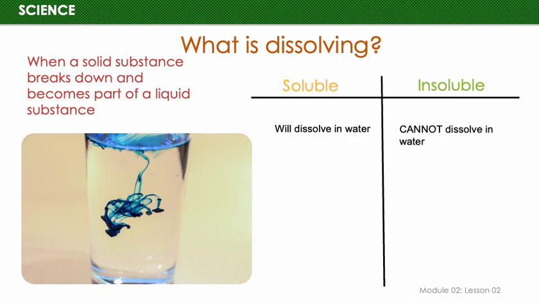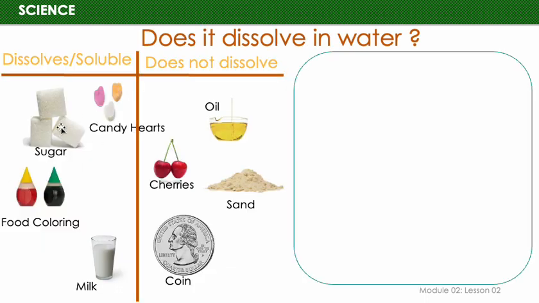All right. So, things that we know, what is dissolving? We know if it is soluble, it will dissolve in water. If it is considered to be insoluble, it can't dissolve in water. So we've seen when a solid breaks down, it becomes part of that liquid substance. So let's take a look at a couple of different things. Things that can dissolve: candy hearts made of sugar, those will dissolve. Sugar itself, yes, this will dissolve into water. Food coloring will dissolve into water.